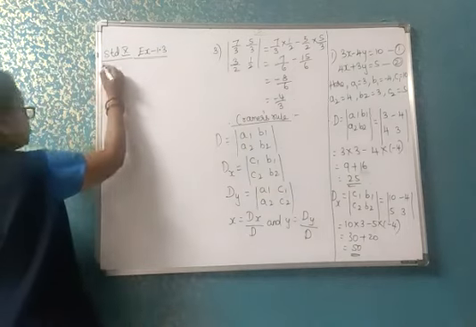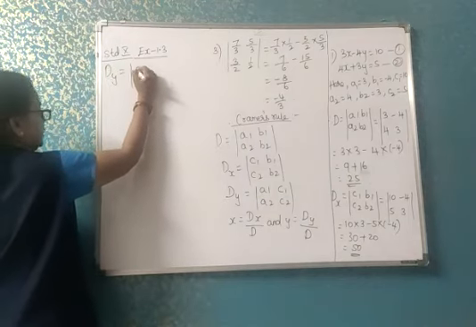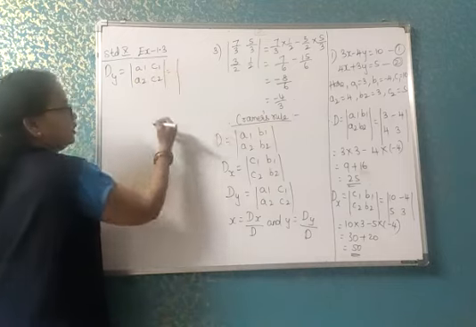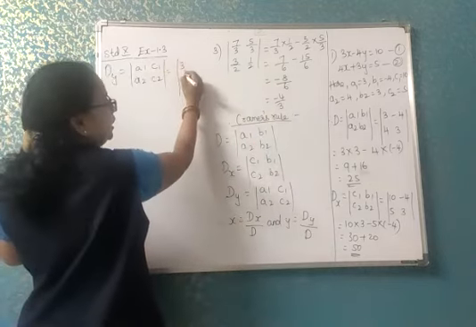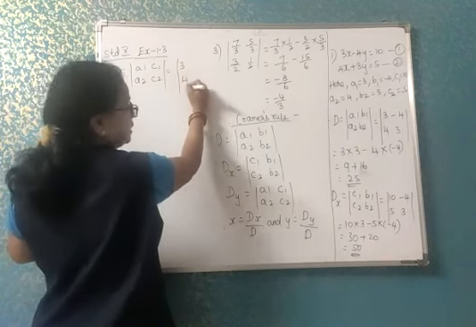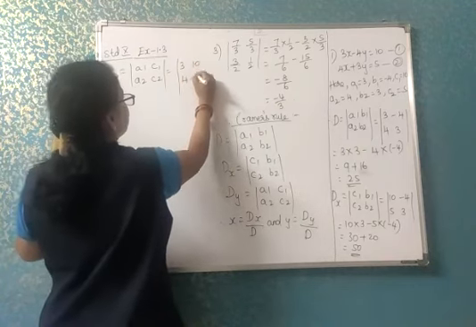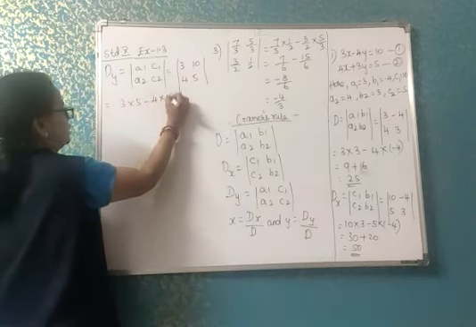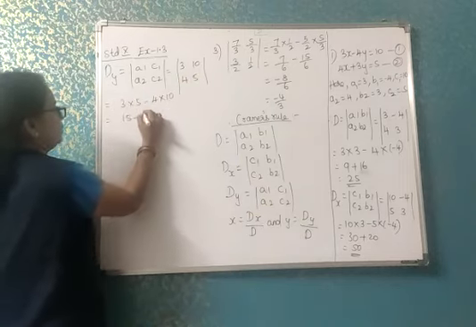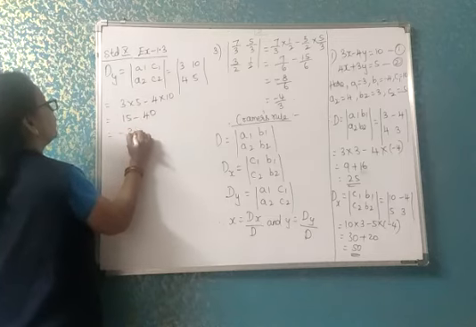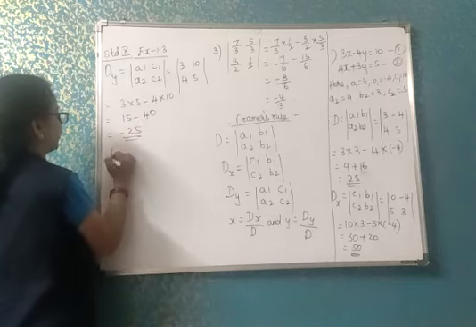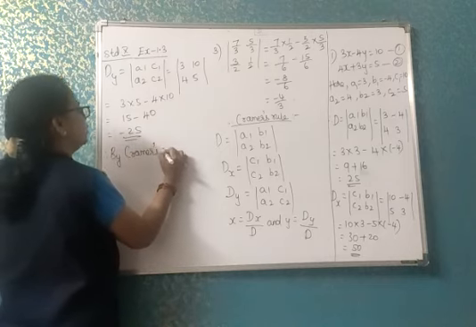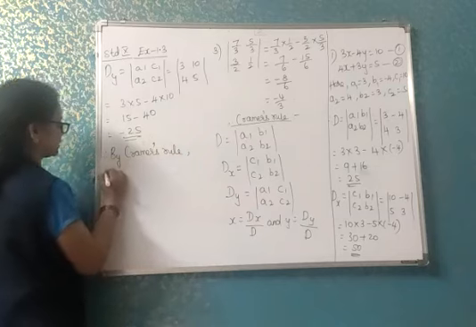Now determinant Y, the formula is A1, A2, C1, C2. Put up the values. What is your A1? 3 and A2 is 4. C1 is 10 and C2 is 5. Cross multiply: 3 into 5 minus 4 into 10, which is equal to 15 minus 40, which is equal to minus 25. Here you have to write, therefore, by Cramer's rule, according to Cramer's rule, we are going to find out the value of x and y.